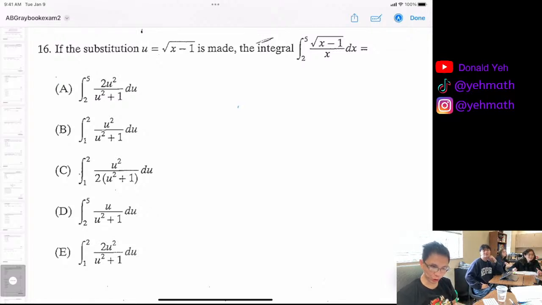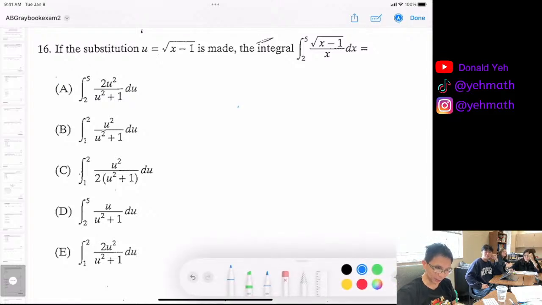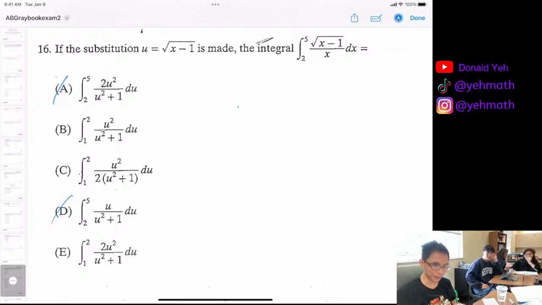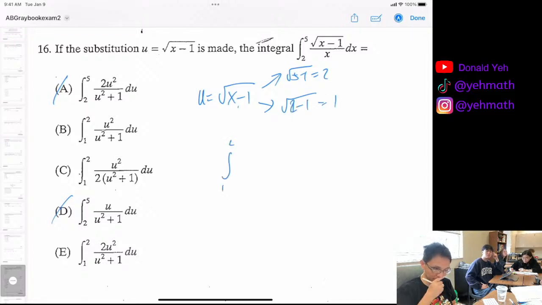All right, first answer you should eliminate, because it has 5 and 2. A and D are automatically gone because you use substitution. Change the boundary. x minus 1, like I said, change the bound. 5 minus 1 is equal to 4 and 2 minus 1 is equal to 1. So it's integration between 1 to 2. On the top it's going to be u. On the bottom is going to be x and dx.